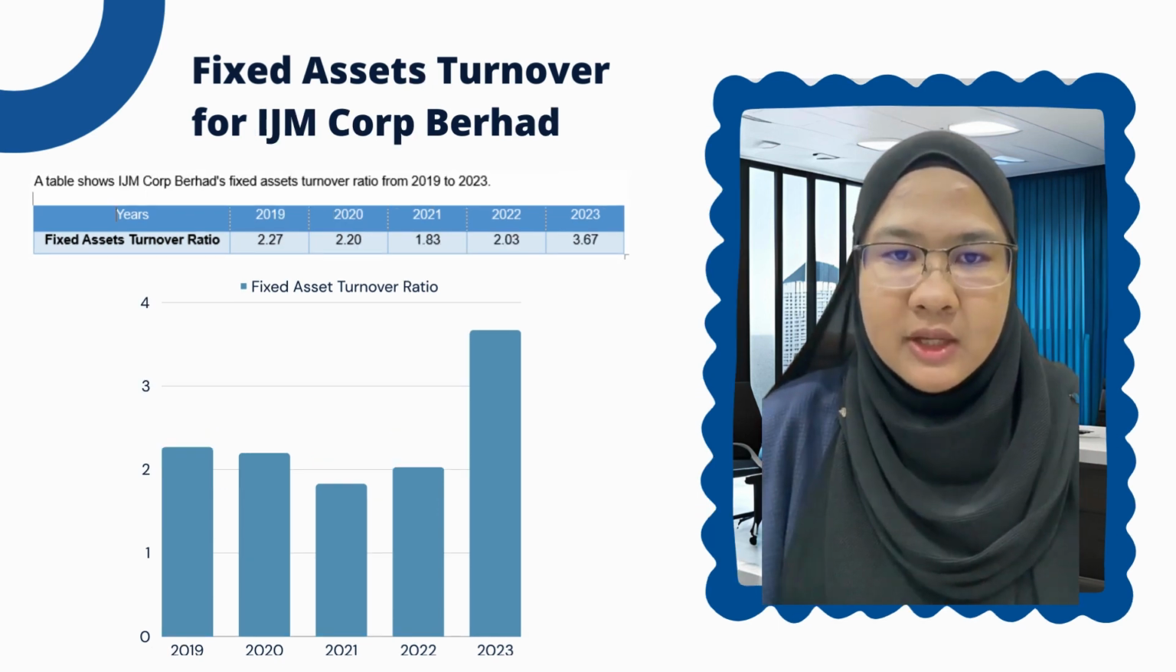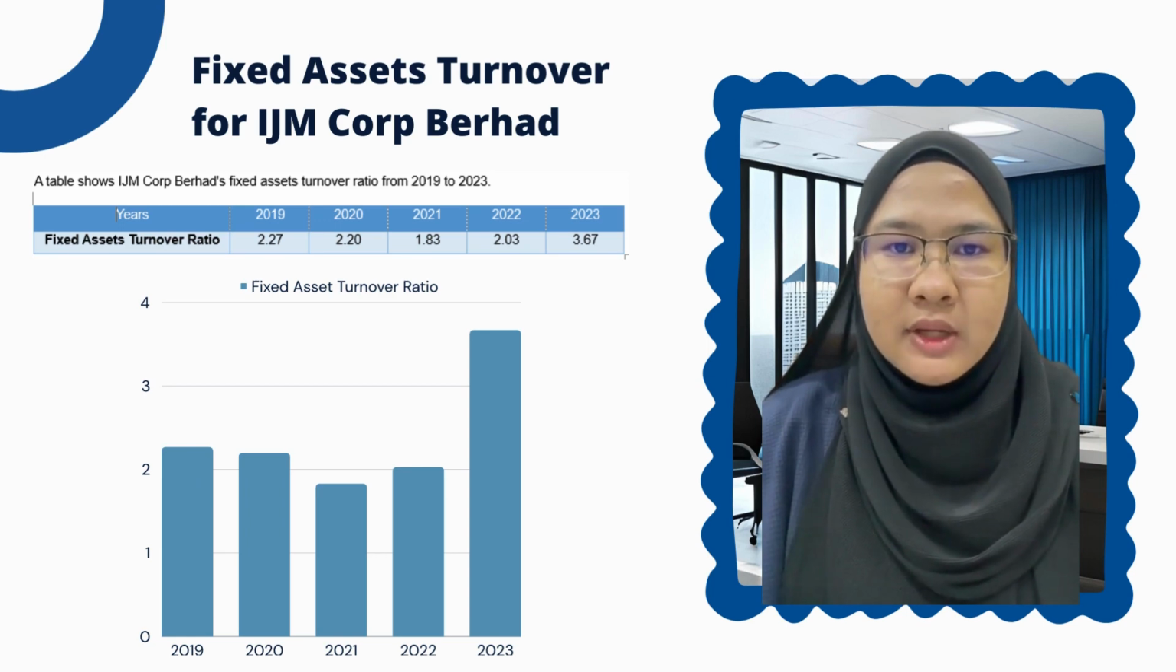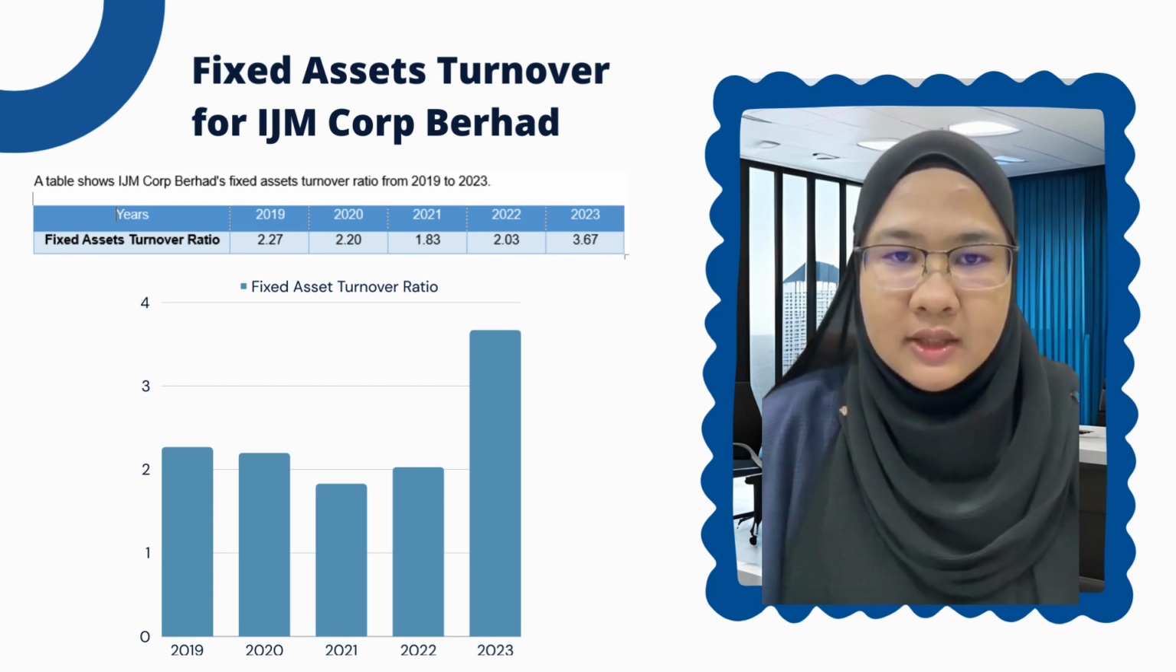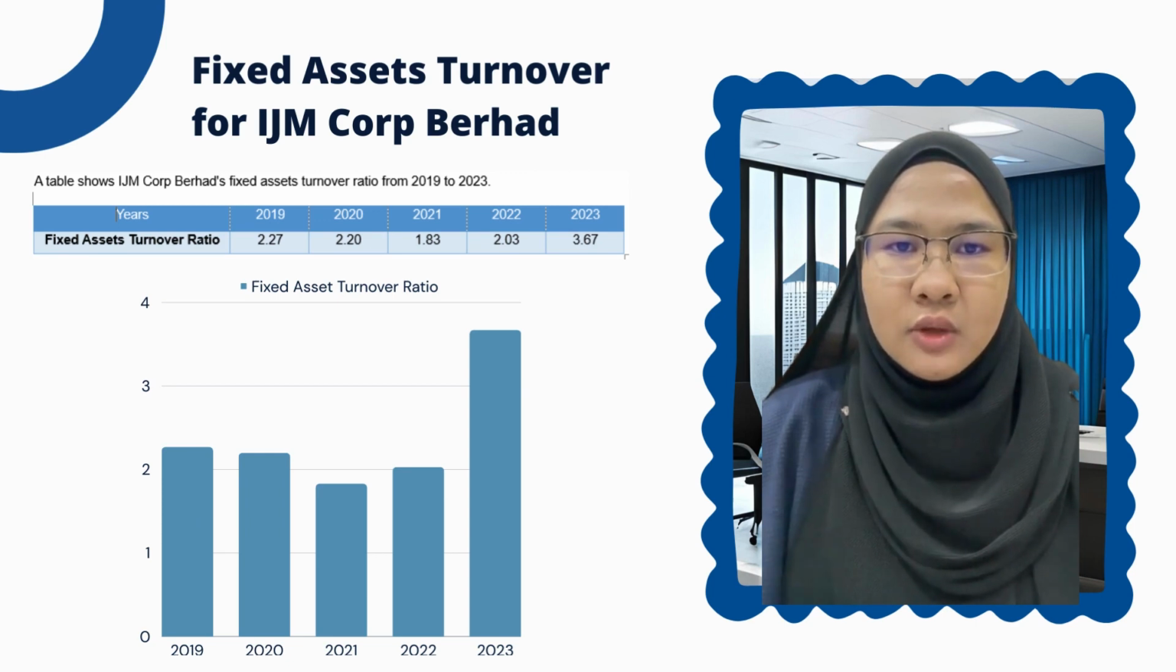Based on the data table and graph, IJM Corp Berhad displayed diversity over the 5 years. From 2019 until 2021, the ratio declined but recovered in 2022 and 2023. The ratio increased and indicates enhancement in revenue generation.